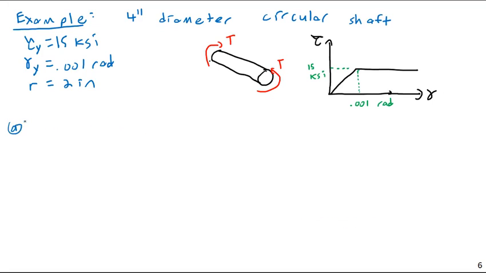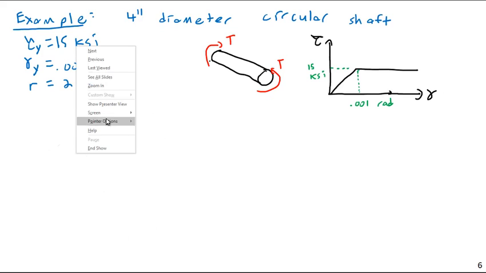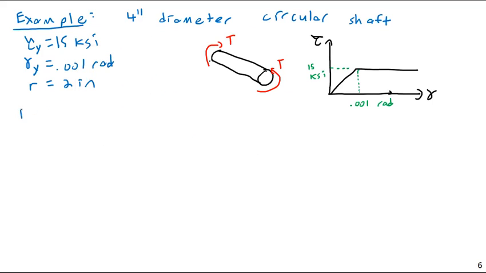Okay, so I'm asked to calculate a few things. Actually, let me just list them out here. So all of this stuff is given, and then find A, max elastic torque. So in other words, what kind of torque can we take this thing up to? What kind of load T or torque T can we apply without putting any portion of the cross-section into plastic yielding?